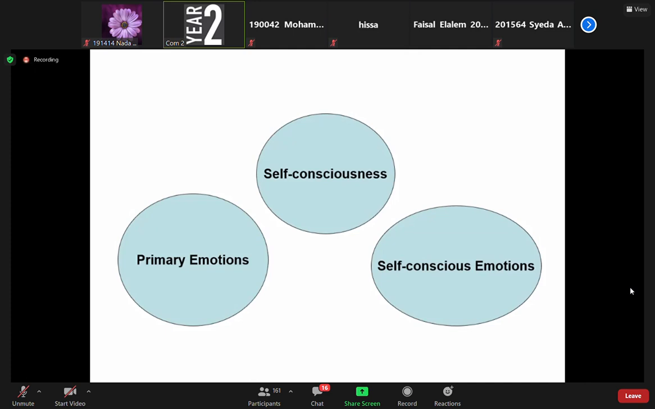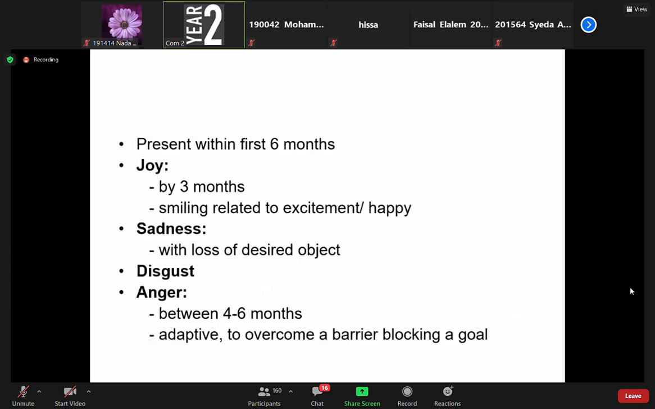So we have early emotional development. We have primary emotions, we have self-consciousness, and we have self-conscious emotions. The primary emotions are present within the first 6 months of life. Joy is experienced by 3 months, so kids will smile because they're excited or happy. Sadness, because with an infant, what's going to make them sad is if you take something from them. They're playing with something, you take it away, so they're not going to be happy.